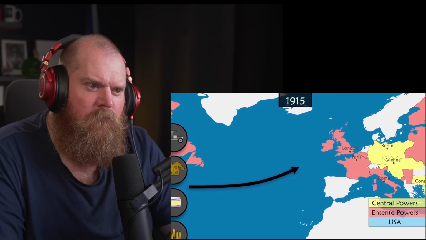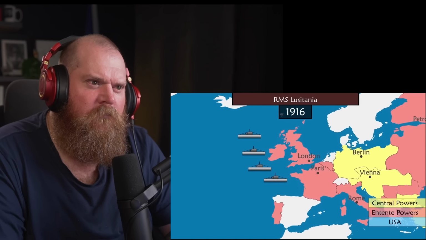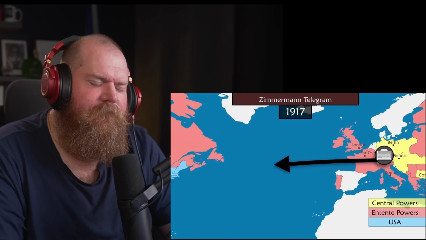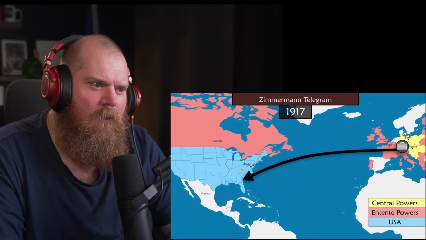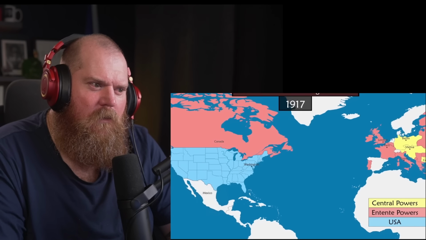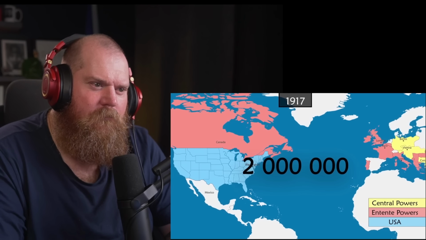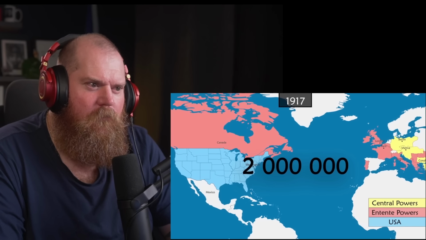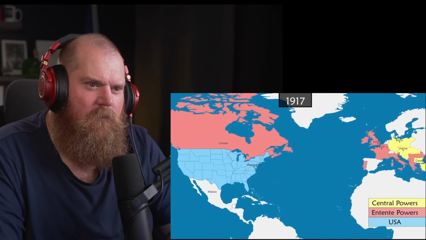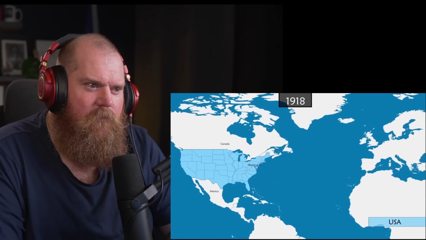In response, Germany tries to impose a maritime blockade by sinking merchant ships in British waters. In 1917, a German telegram destined for Mexico is intercepted, proposing a military alliance against the United States. This pushes the US to go to war on the side of the Entente, and 2 million soldiers are sent to European fronts. 116,000 soldiers lose their lives. After the victory of the Entente, Europe finds itself indebted to the United States.